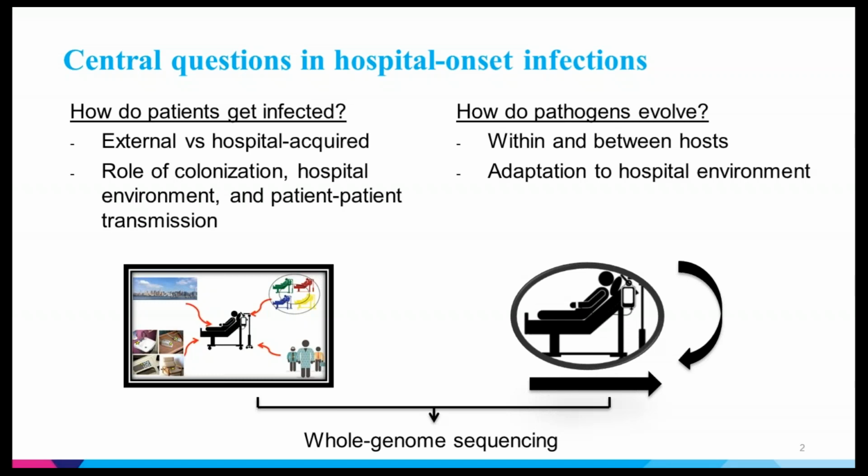The central questions that we have are: how do patients get infected in the hospital? Do they bring it in externally? Do they acquire the infection in the hospital? Then what is the role of colonization, the hospital environment, and patient-to-patient transmissions?